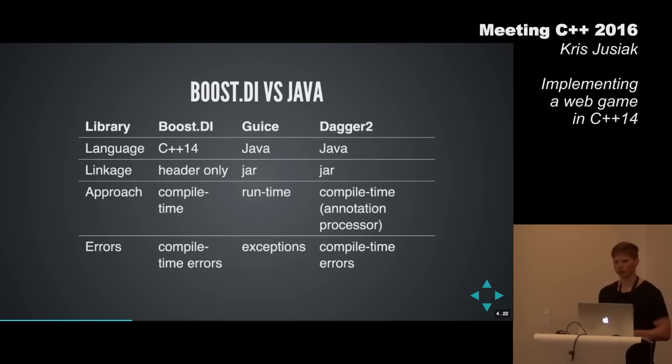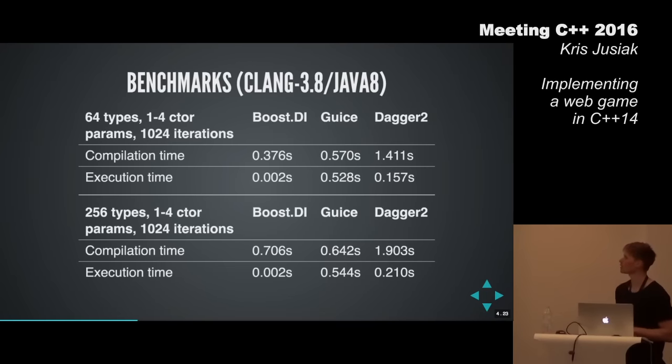Okay, I just wanted to compare that to Java, but I will have to speed it up a bit. There are Java libraries as well. And when it comes to compilation times, I just wanted to show that the proposed BoostDI is much faster than Dagger 2, which is a compile time library for Java, which does exactly the same. So I have the benchmark where I check the same stuff, create objects, and as you can see, execution time, there's no point even in comparing that because we don't have an overhead, and obviously they do because they do reflection. And compilation times are still faster than most of the Java stuff.